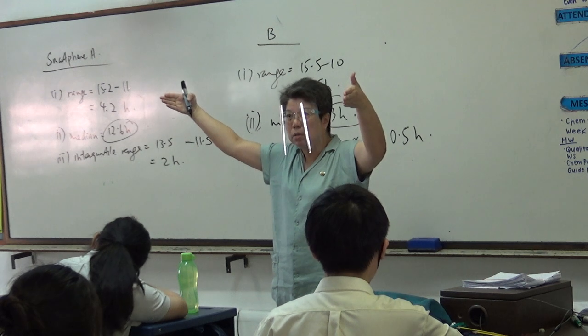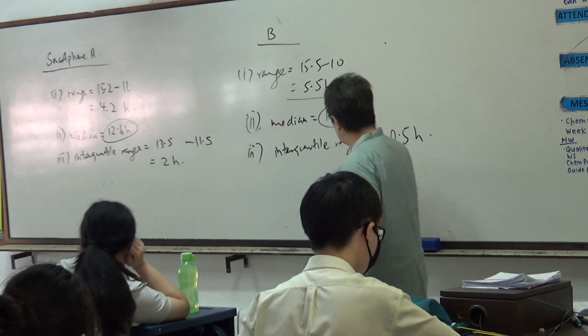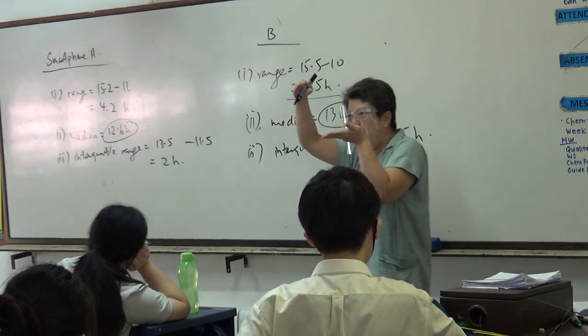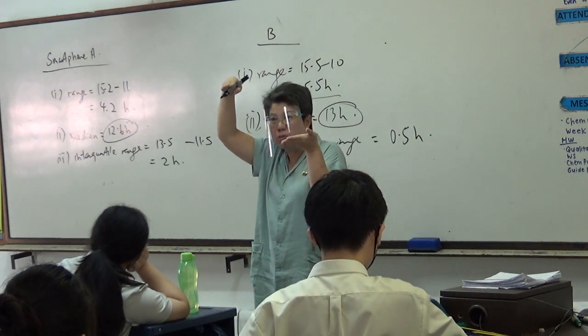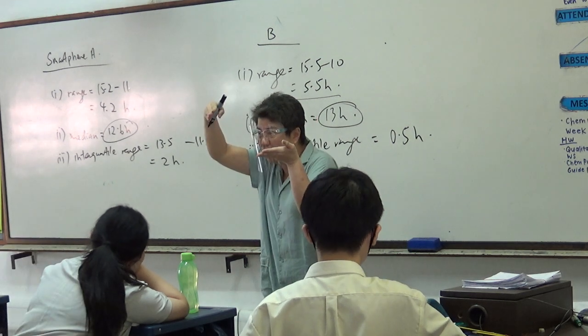Can you see under 50%, only half an hour difference. Everybody clear what I'm talking about? 2 hours is very large, half an hour is very small.